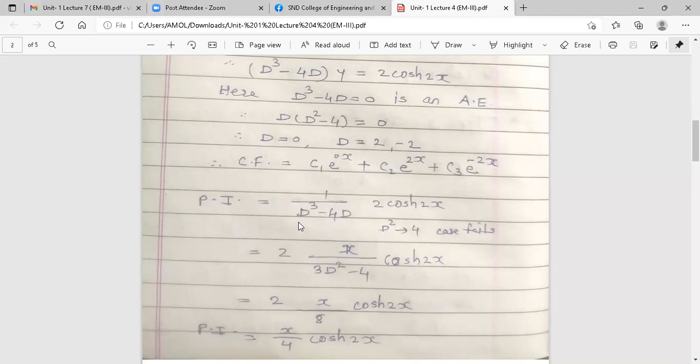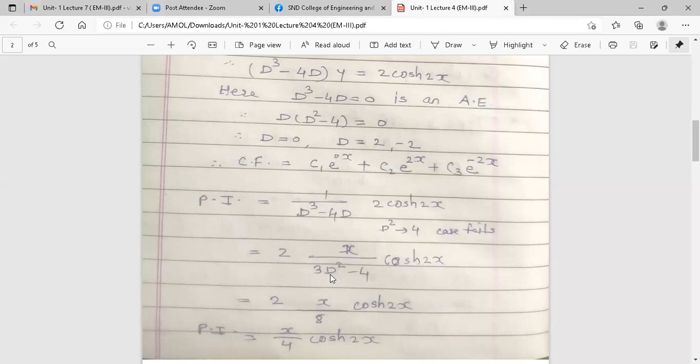It is a case of failure, so multiply the numerator by x and take the derivative of the denominator. The derivative of D cube is 3D square minus 4. Since 2 is a constant term, write it as it is, x upon. Now solve for the hyperbolic cos function. Replace D square by a square. A square is here 4 because a is 2. The square of 2 is 4. So replace D square by 4.